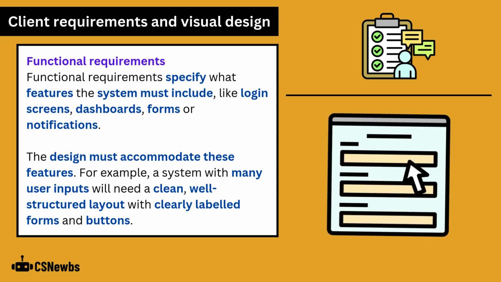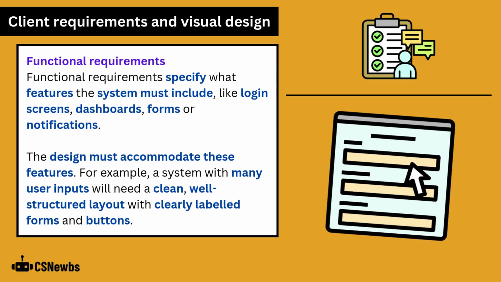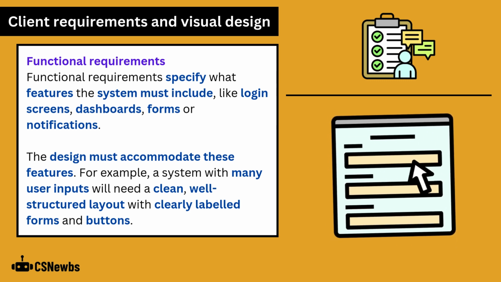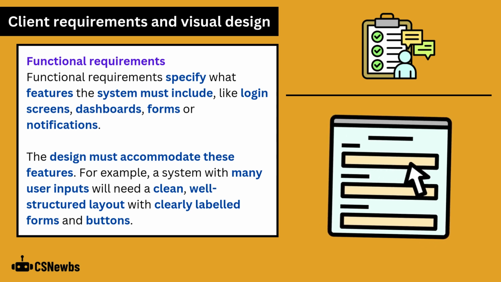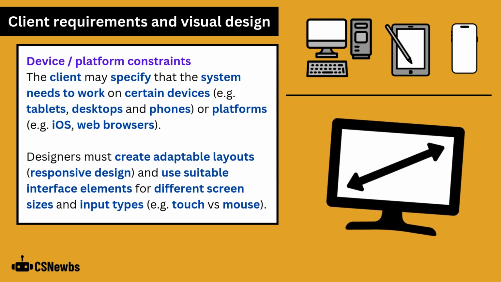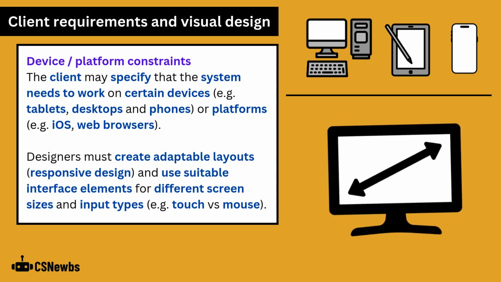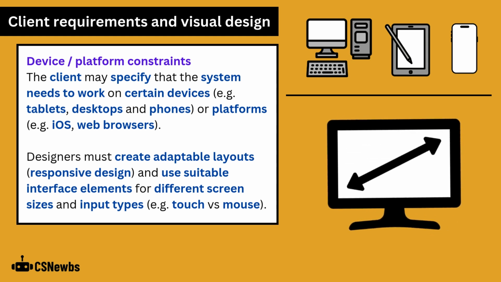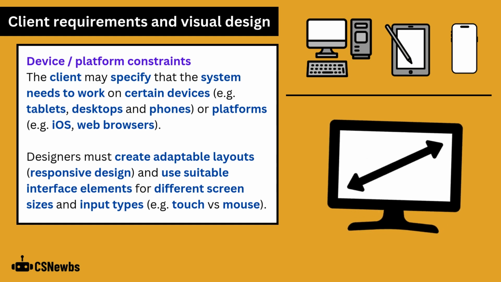These specify what features the system must include, like login screens, dashboards, forms, or notifications. The design must accommodate these features. For example, a system with many user inputs will need a clean, well-structured layout with clearly labeled forms and buttons. Then there's device and platform constraints. The client may specify that the system needs to work on certain devices, such as a tablet, desktop, or phone, or specific platforms, like iOS or certain web browsers.